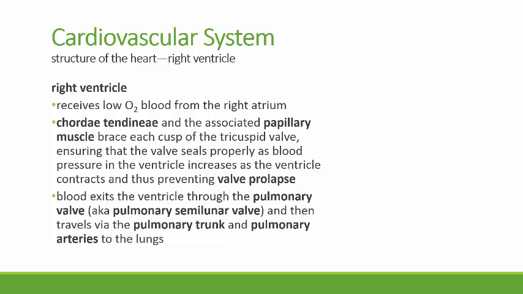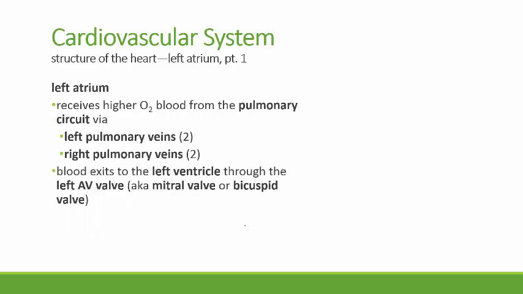Okay, so now we've gotten the blood to the lungs. Let's get it back to the heart again. So the pulmonary veins, there's 2 from the left and 2 from the right, for a total of 4 pulmonary veins. They bring the now high oxygen blood that is low in carbon dioxide back to the left atrium.